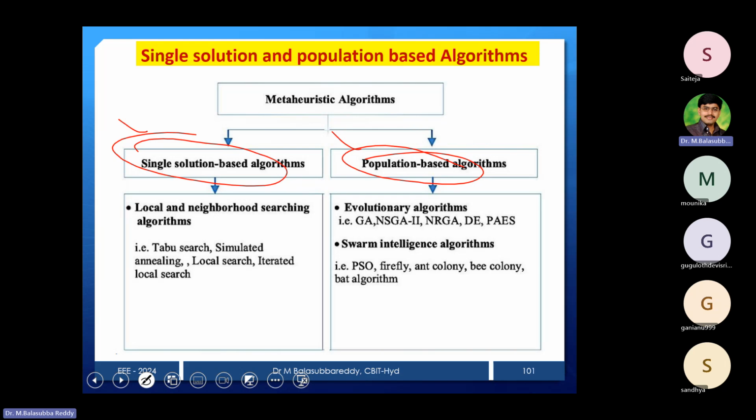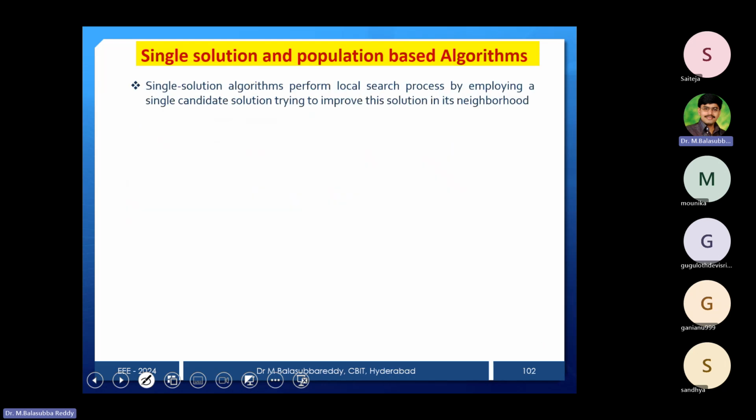But I have given these two as headings because it is mentioned in the syllabus. The questions may ask as per the syllabus. They may ask you to write a short note on single solution based and population based algorithms. So you can just elaborate these two points. That is sufficient.